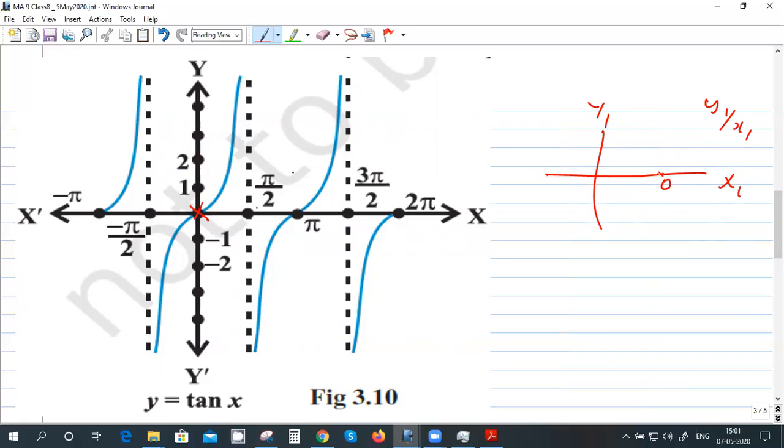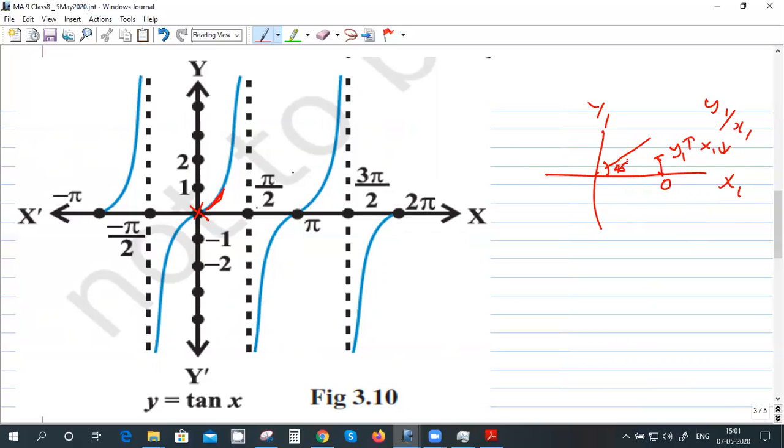And when you move like this, y1 is increasing and x1 is decreasing, right? So y by x will increase then. And that's what is happening. y by x is increasing. Tan is increasing.